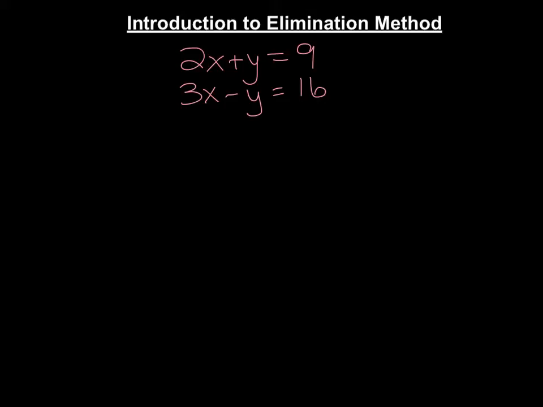So in this first example, we have 2x plus y equals 9, and 3x take away y equals 16. So we're going to add these two equations together because if I add them, I've got a positive y and a negative y, and if I add those two things together, I'll get 0y, effectively eliminating my y. That's the goal with the elimination method. You want to get one of your variables, either x or y, to be eliminated, completely drop out so that you can solve for the other letter.